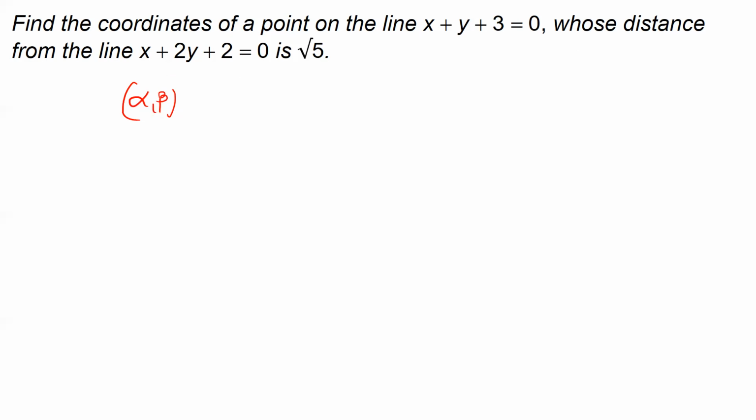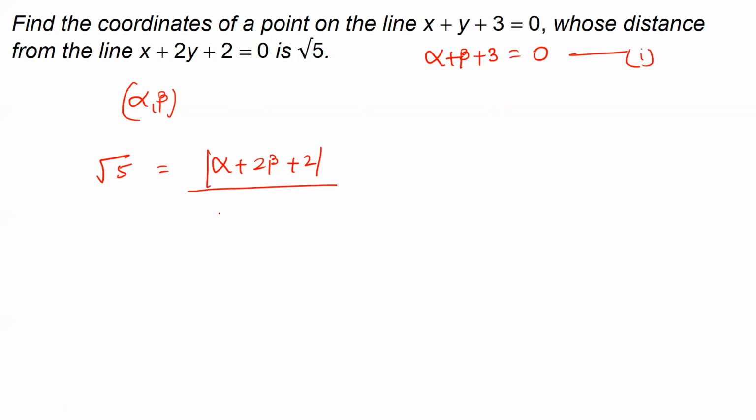So there are two things that we have in hand. First of all, alpha comma beta lies on this line, so it must satisfy its equation. That means the first equation is alpha plus beta plus 3 is equal to 0. And secondly, we are given that the distance of this point from this line is root 5. The formula for distance is alpha plus 2 beta plus 2 inside modulus divided by root over 1 square plus 2 square, since the coefficient of x is 1.